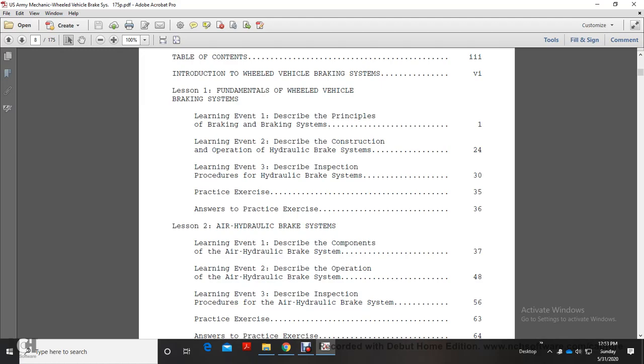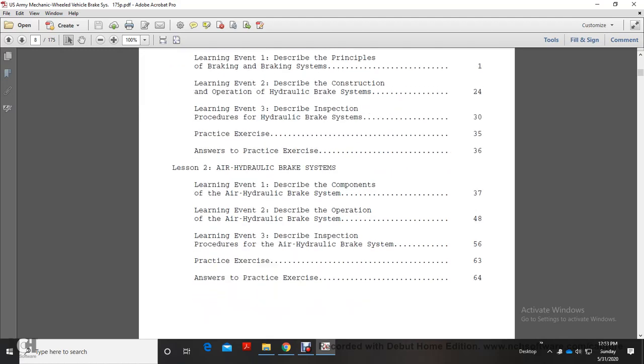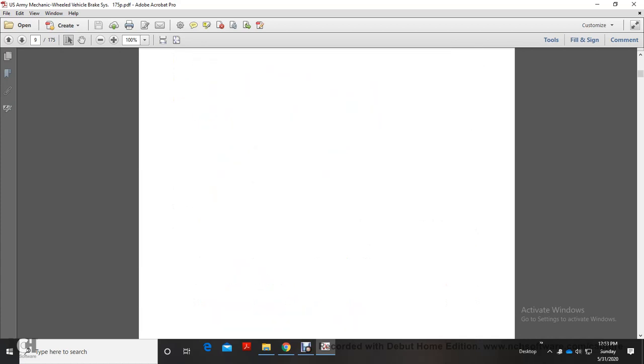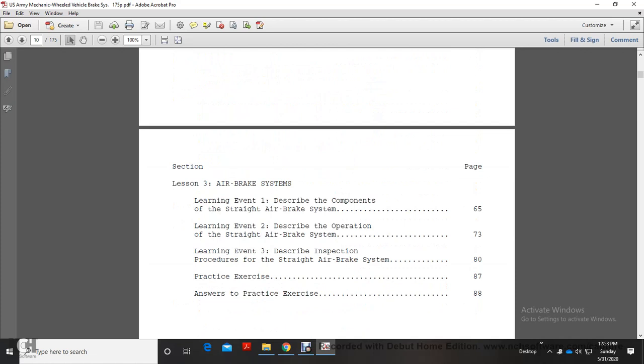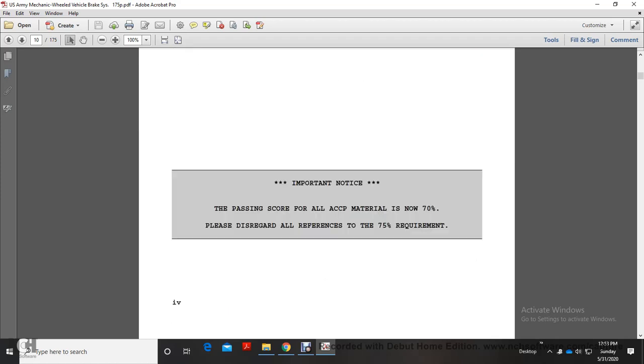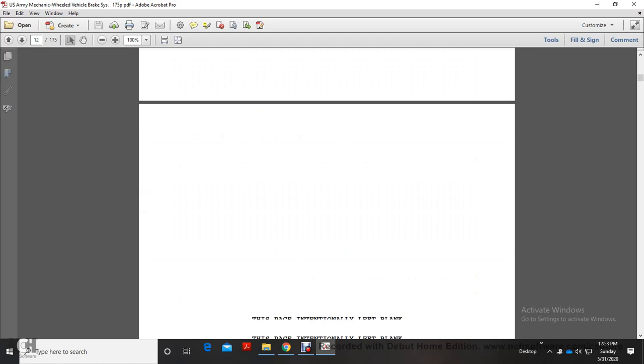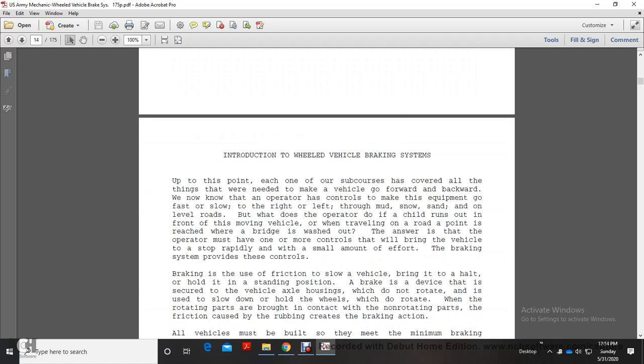Lesson 2, air hydraulic brake systems. Learning event 1, describe the components for the air hydraulic brake system. Learning event 2, describe operation of the air hydraulic brake system. Learning event 3, describe inspection procedure for the air hydraulic brake system. Lesson 3, air brake system. Learning event 1, describe the components of straight air brake system. Learning event 2, describe operation of straight air brake system. Learning event 3, describe inspection procedure for straight air brake system. And then continuing, page left intentionally blank.